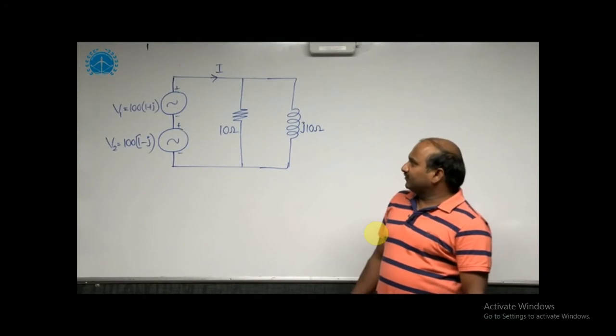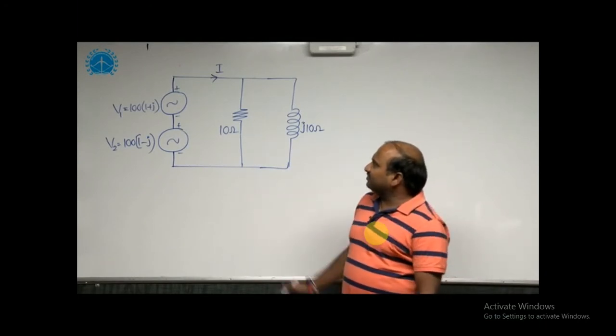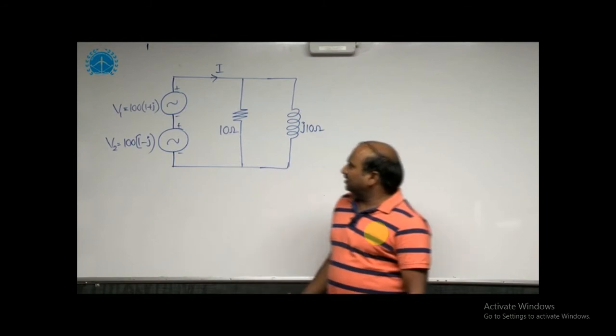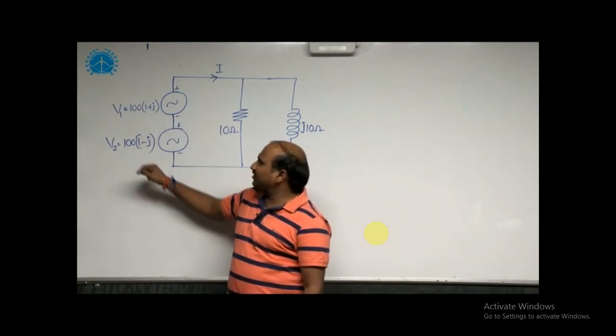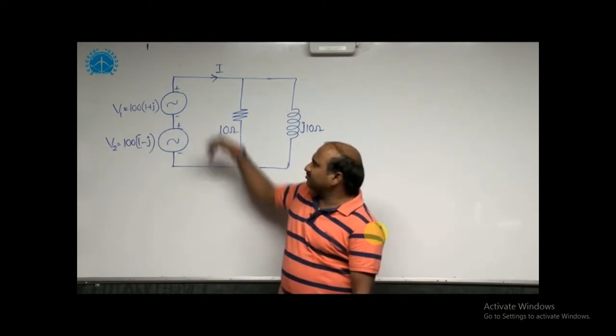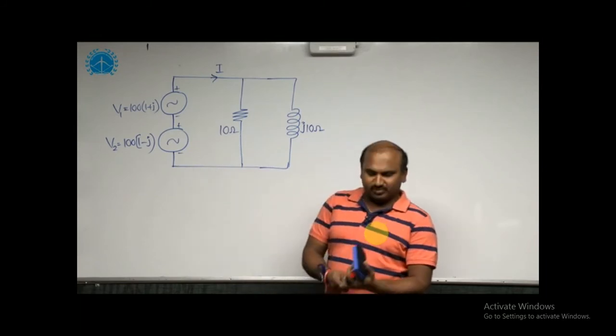Right. For this circuit, we need to estimate the phase angle between I and V1. According to the AC circuit, the voltages V1 and V2 both have the same polarities. That's why the resultant voltage we can take from the phasor diagram.